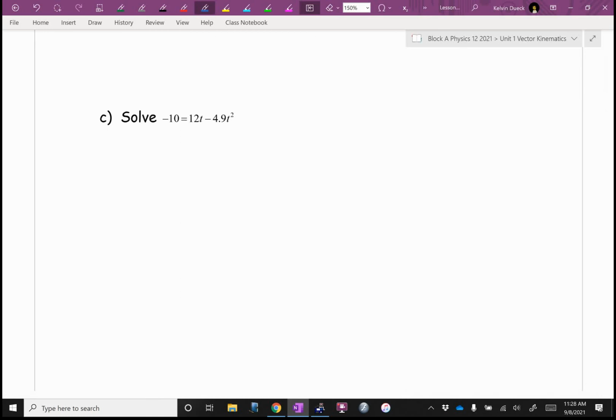Yeah, and this is where Mr. Dewick does his weird thing. I would actually move that over and that over, because I hate the quadratic term being negative. I've just learned that's when I make dumb mistakes. So I'm going to rewrite this as positive 4.9 t squared, take away 12t, and then the minus 10 just drops down like a domino.